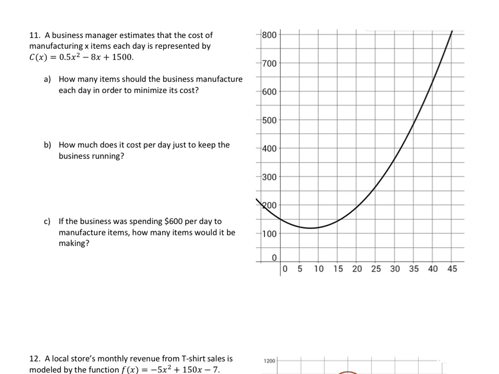Okay, looking at number 11, we're talking about the cost of making items. So the x-axis is the number of items, and the y-axis is the cost. It says how many items should the business manufacture each day to minimize the cost. Well, minimize means lower. So I want to find the lowest spot on my graph, and that is probably right around here. So because I want to know the number of items, I'm going to look, and it's a little past halfway, so I'm going to say maybe about 8 items.